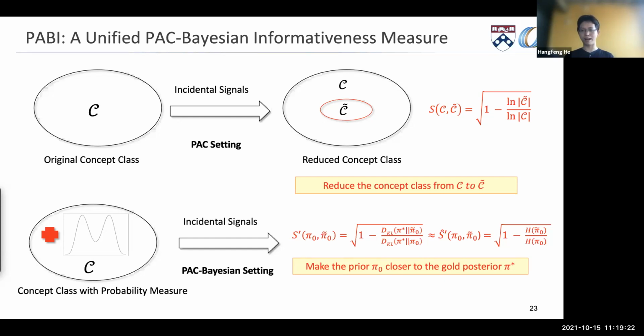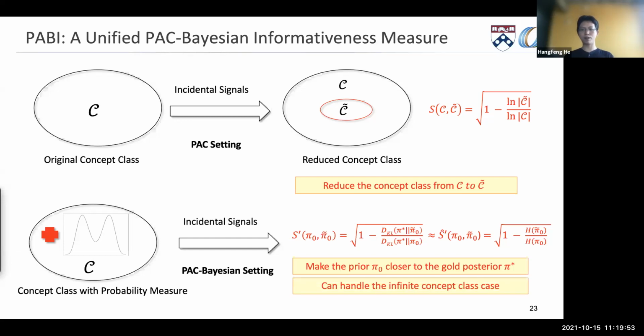But if we know some extra information, we can use incidental signals to estimate a better prior to make it closer to the posterior. In this way, the KL divergence between the prior and the posterior can be reduced. And this reduction in the KL divergence can serve as an informativeness measure, which is called S prime. It's also our proposal, PABI, a unified PAC-Bayesian informativeness measure. In practice, we also approximate PABI with an entropy-based informativeness measure, S prime hat.